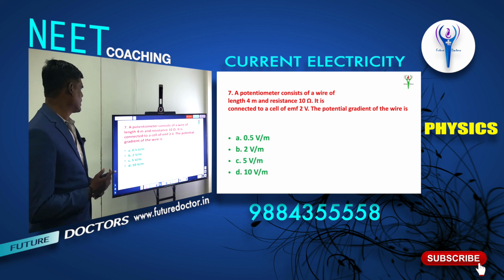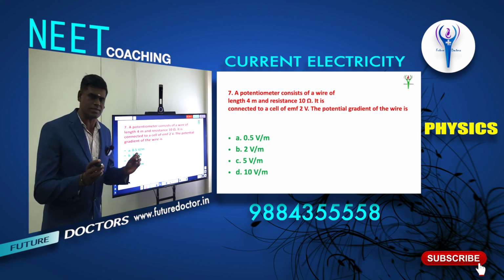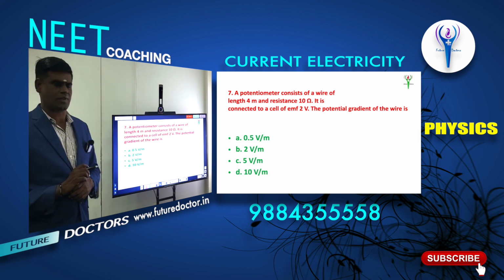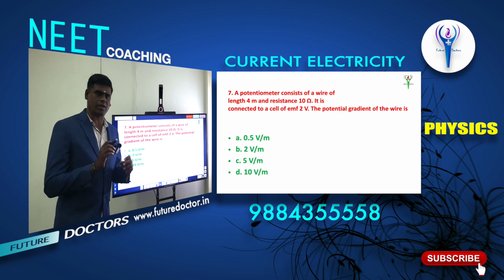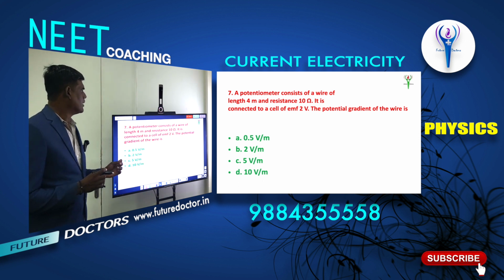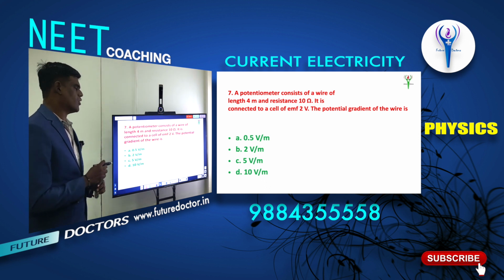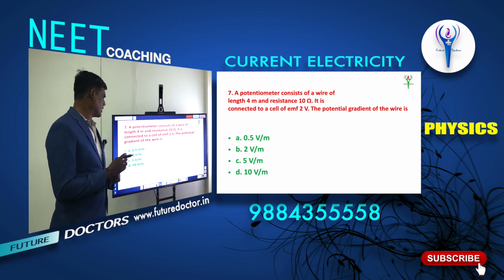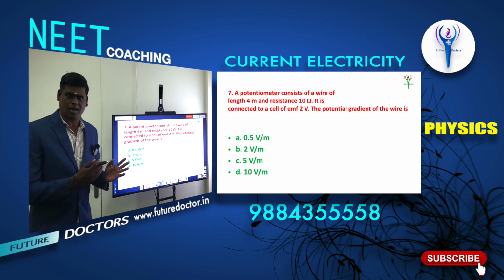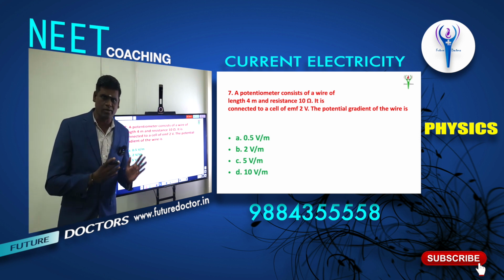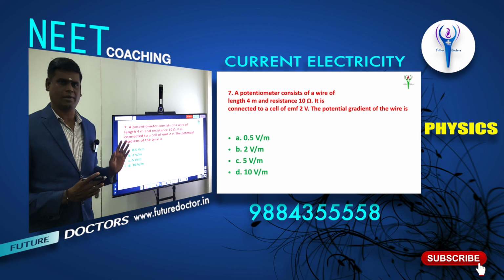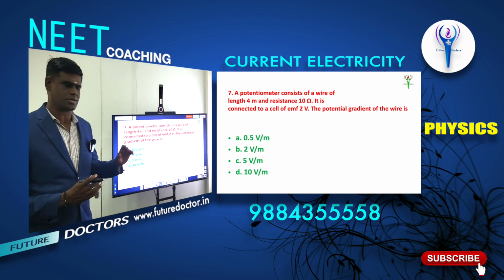Your given data is the length of the wire, 4 meter, and resistance, 10 ohm, and EMF of the cell, that is 2 volts. You want to find the potential gradient. So before applying this, as usual, check whether all the data given here is in SI unit or not, and then you can apply.